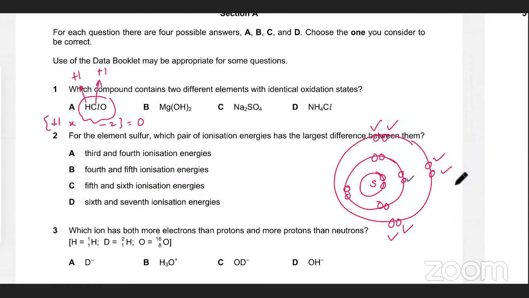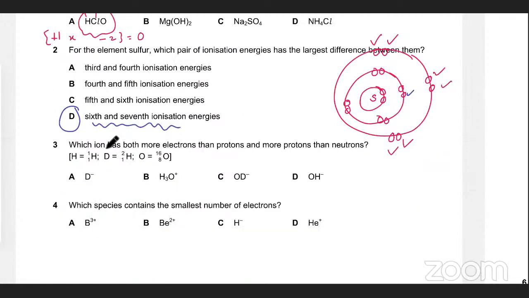तो अगर आप inner shell से remove करोगे तो वहां पे there's going to be a jump. So 6th and 7th. The largest difference between the 6th and the 7th would be a larger jump in ionization energy. And that would indicate कि shell change हो गया because now the electron is much closer to the nucleus.